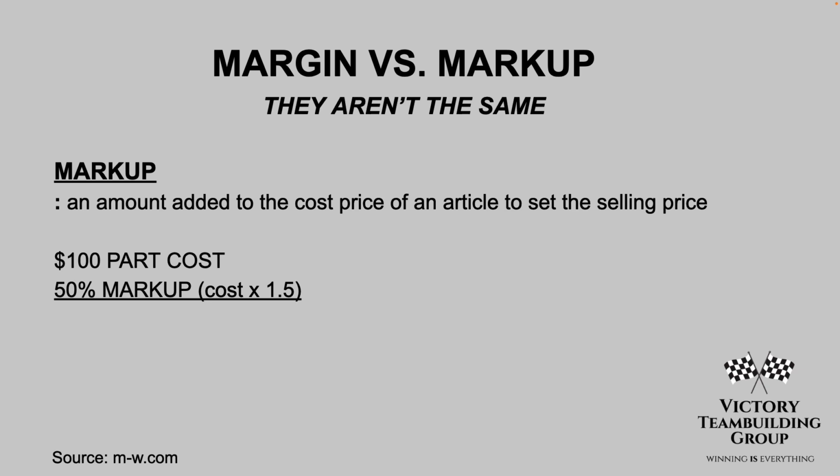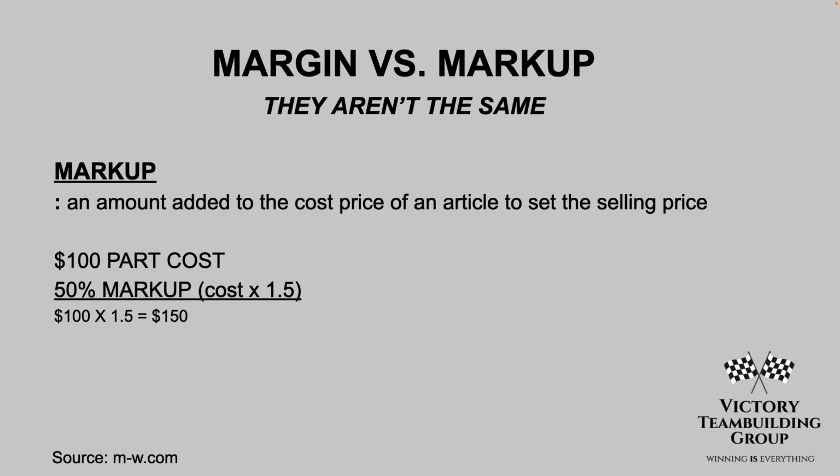I'll show you that in a second. But a 50% markup is $50. We're taking 50% of 100, that's $50. So we're going to mark it up by $50. Now the way you get to that is you take 100 times 1.5, and that gives you your sale price of $150. So we have a $100 part cost at a 50% markup. That's $50, marking it up $50.